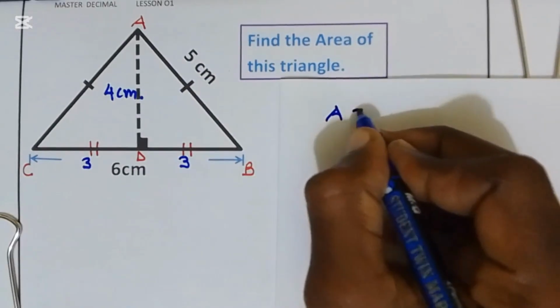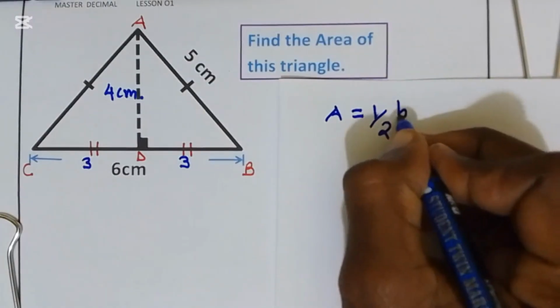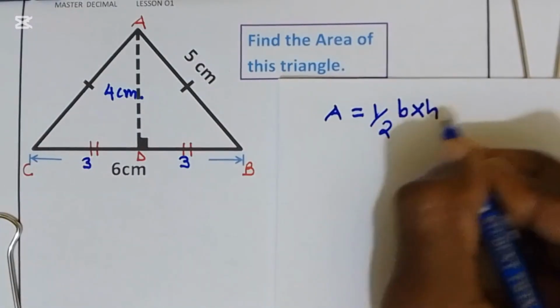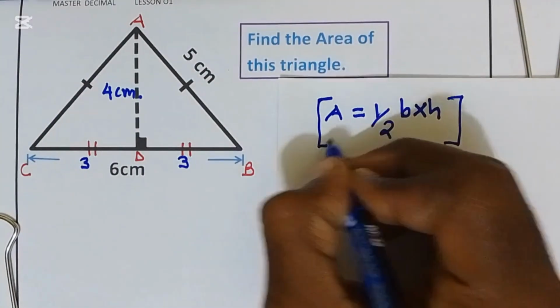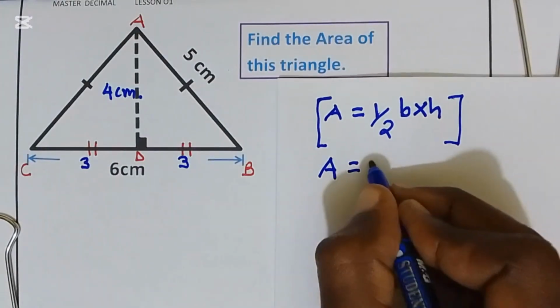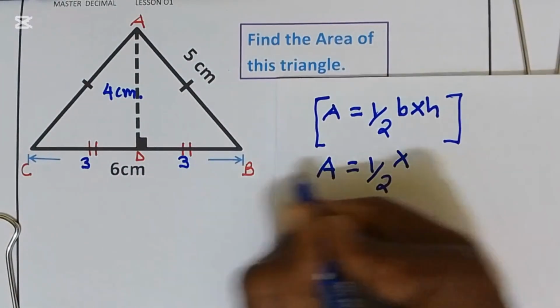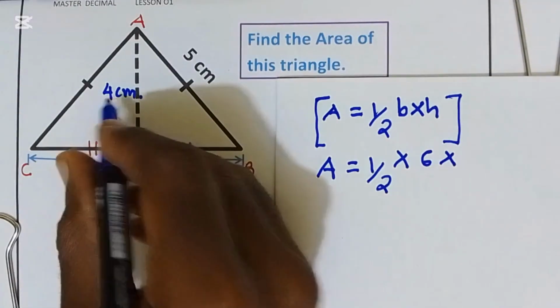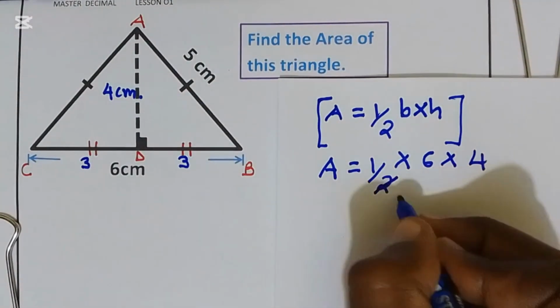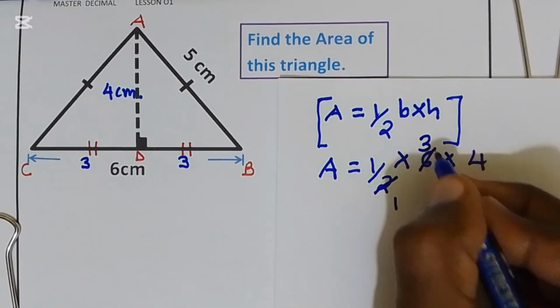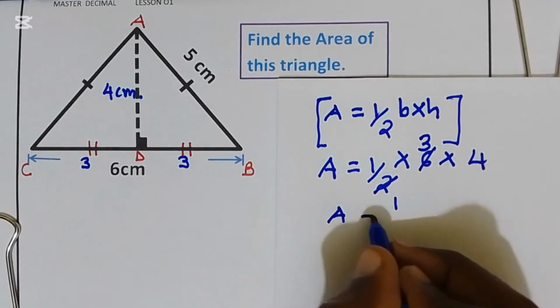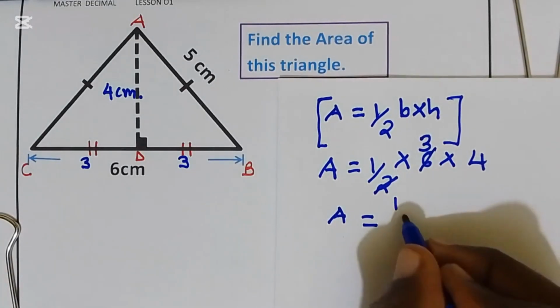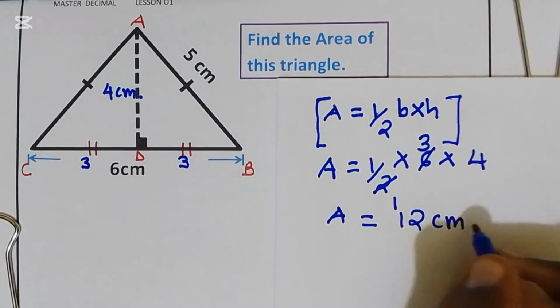Our area is given by a half multiplied by base multiplied by height. That is, area is equal to a half multiplied by the base, 6, multiplied by the height, which is 4. Half of 6 is 3. Our area is equal to 3 multiplied by 4, we got 12. This is in centimeters squared.